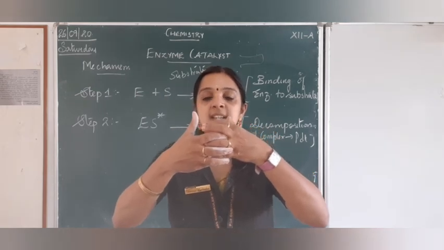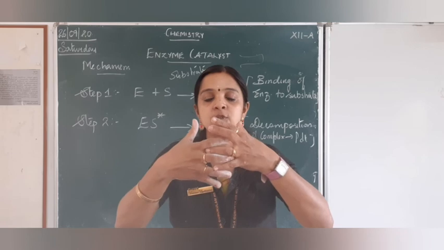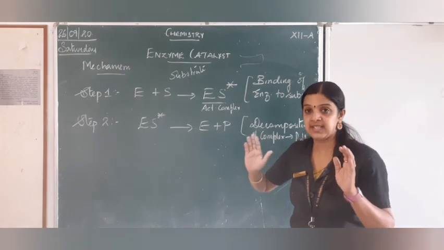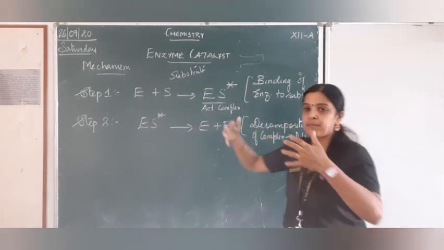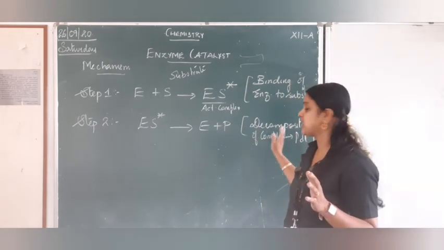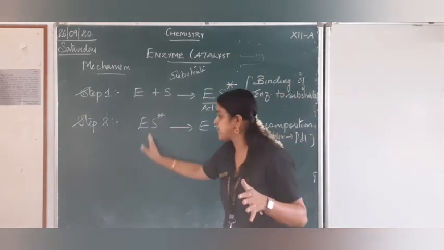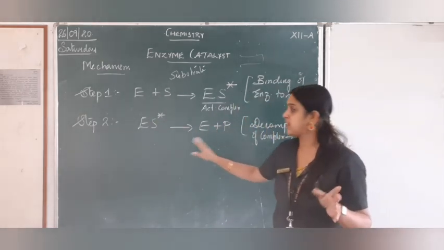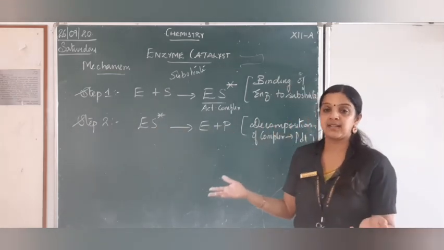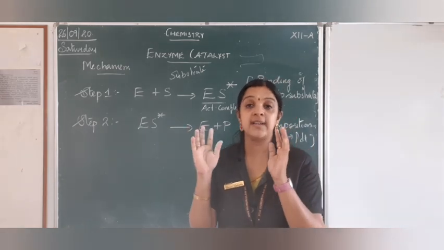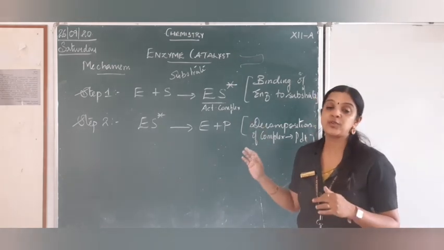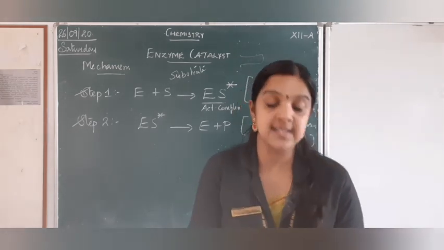Just like a key, when you put it into a lock, it gets fixed. It gets fixed like this and forms an activated complex, which is an intermediate. So binding of the enzyme to the substrate, binding means joining, forms a temporary complex. The next step is decomposition of the complex. It breaks and gives my product. After combining with the enzyme, it forms my desired product and I get my enzyme back with the same composition after the reaction is over. Such a process we call enzyme action as a catalyst.